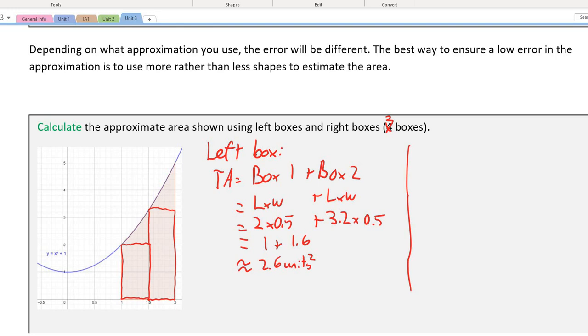Let's do a right box now. And a right box is the exact opposite of a left box. It just means the right-hand corner of the box is touching the line. So there's my first right box, and there's my second. There we go. So that's the right box method.